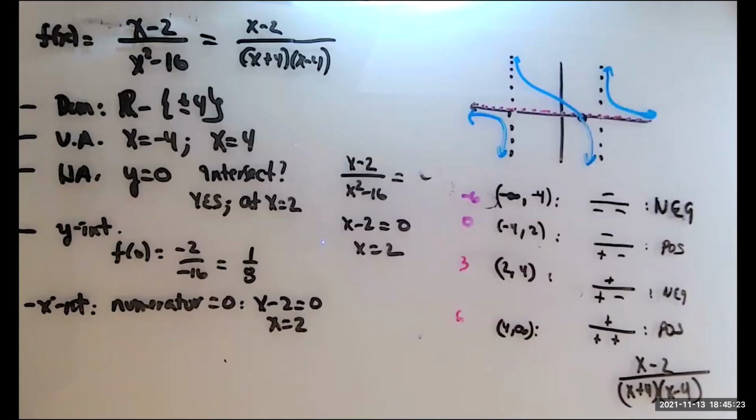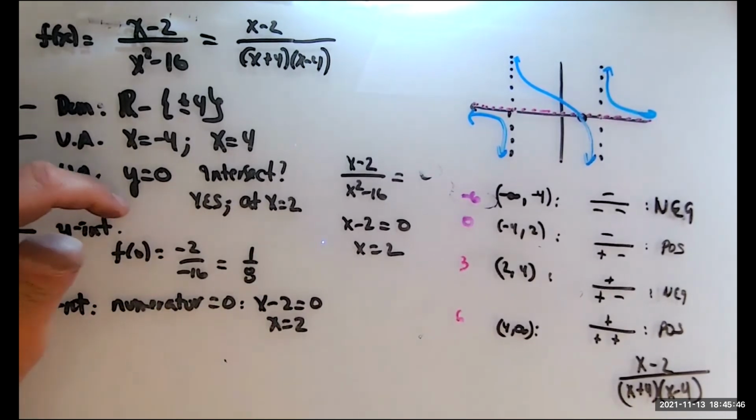Thank you. Let's recap very quickly. How do I graph the function (x minus 2) over (x squared minus 16)? First of all, let me factor the denominator: (x minus 4)(x plus 4). Domain is all real numbers except x equals 4 and x equals negative 4. The vertical asymptotes are x equals negative 4 and x equals 4. Do I have any horizontal asymptote? Yes, indeed: y equals 0.